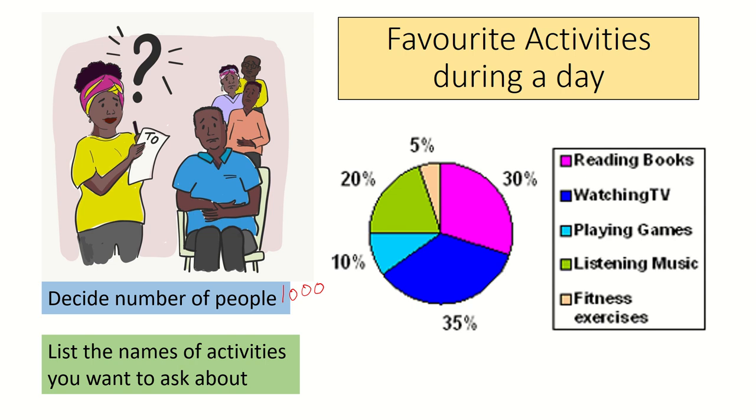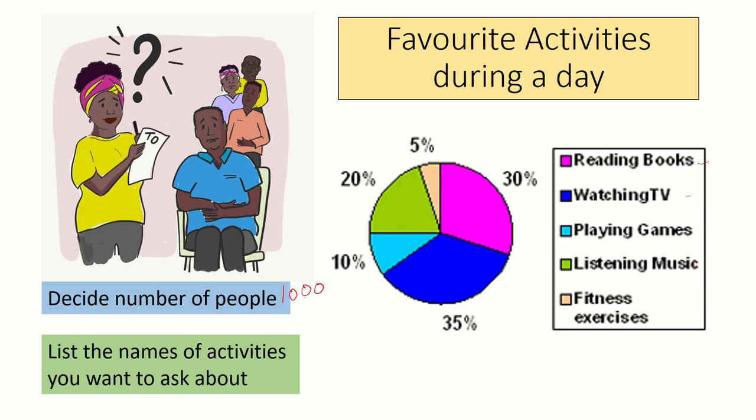We can see that a total of 5 activities she listed out: reading books, television, games, music, and fitness. And with this pie chart, we can easily understand that 30% out of these 1000 people like reading books, 35% like watching television. So this chart has made it easier for those of us reading it to understand quickly, in a shorter period of time and in an easy way.